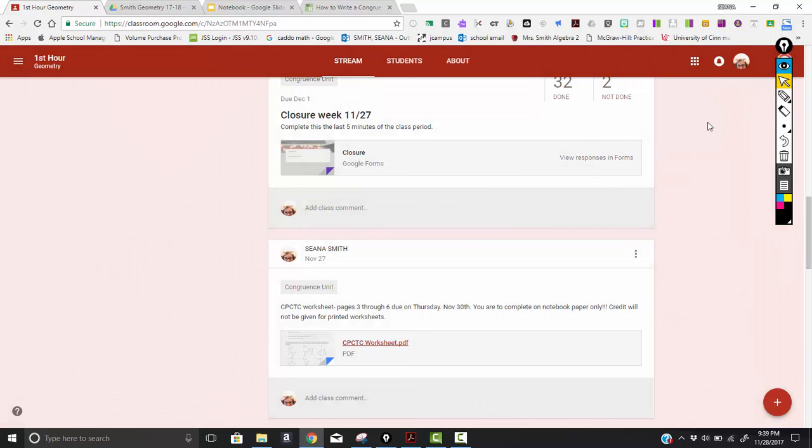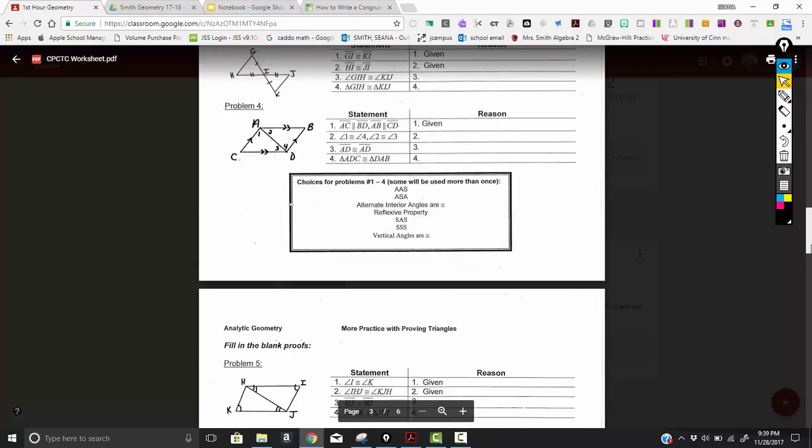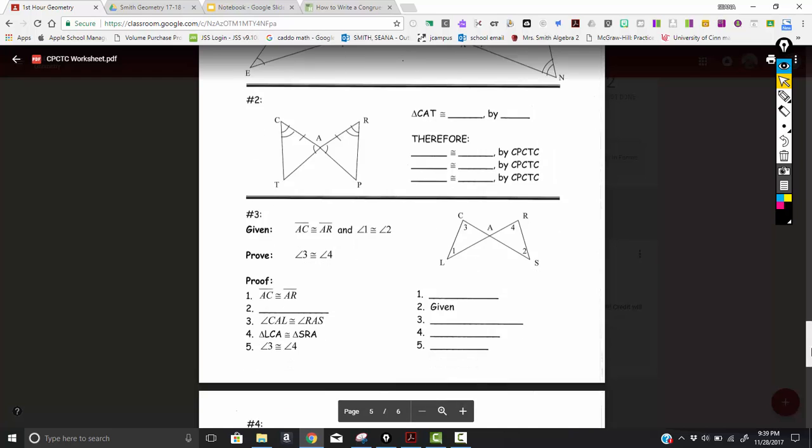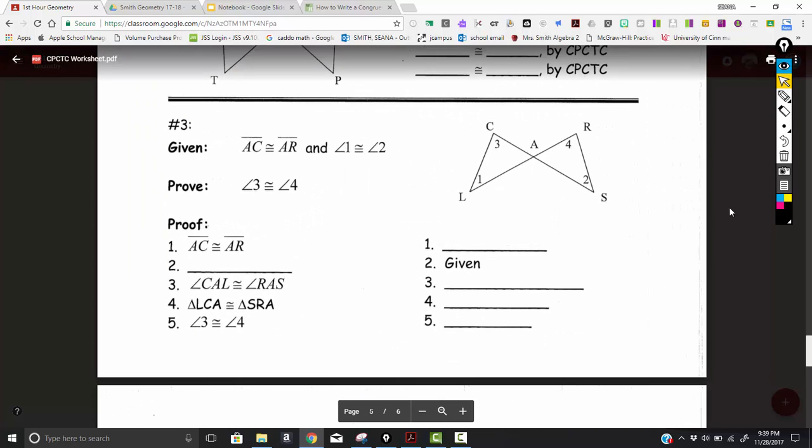Okay, so I'm going to go ahead and open this worksheet back up. I had a little technical difficulty with my pen. Let me go ahead and scroll down here to number 3 on page 5 again. Okay, make it a little bit bigger for us. There we go, nice and big. All right, now we're rolling.